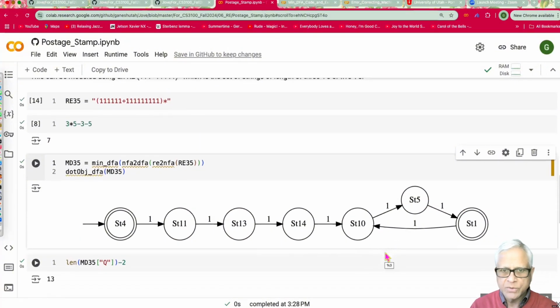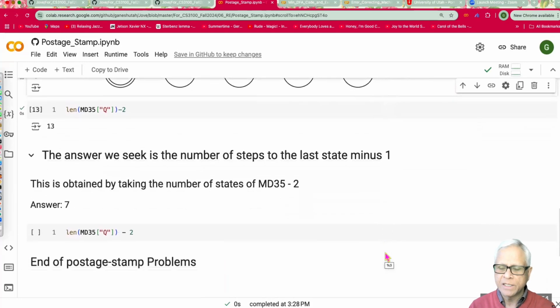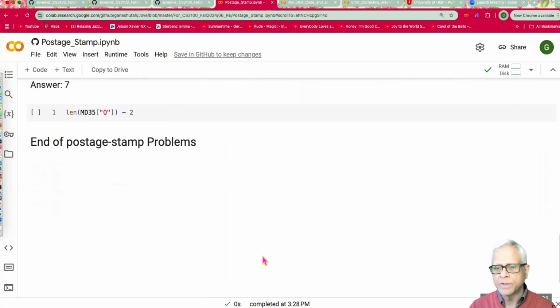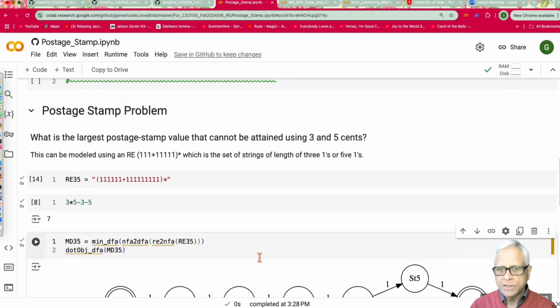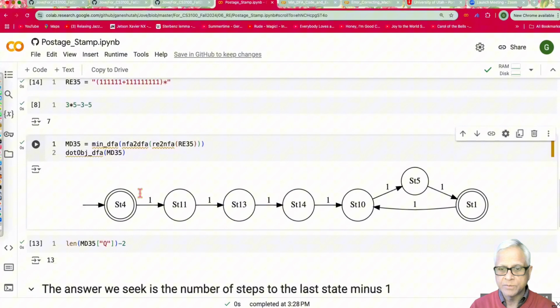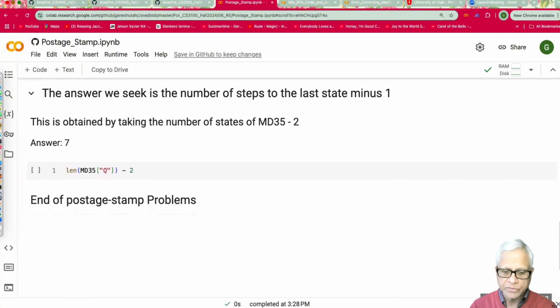So the reason for choosing relatively prime numbers must be clear now: the largest unattainable value exists in general only for relatively prime situations. I hope this was another illustration. Now we are motivated to study RE to NFA, NFA to DFA, and many of these algorithms, and that's where we are going now. And so, thank you.